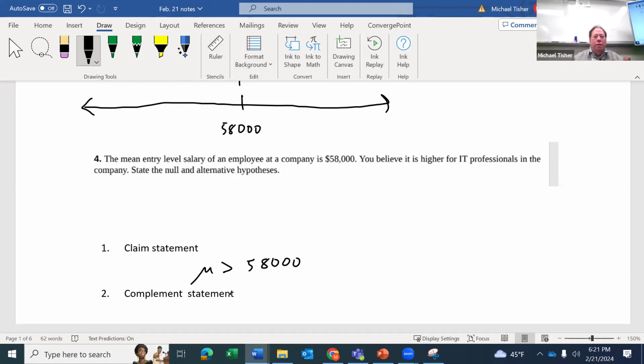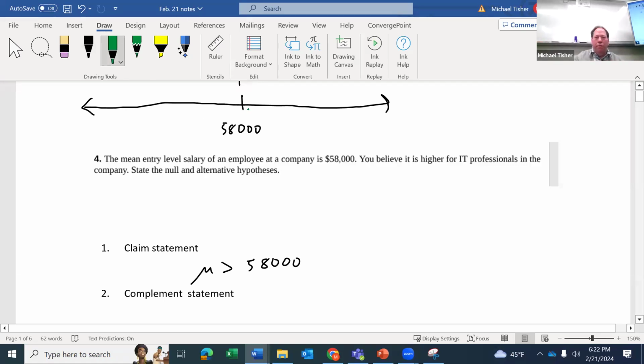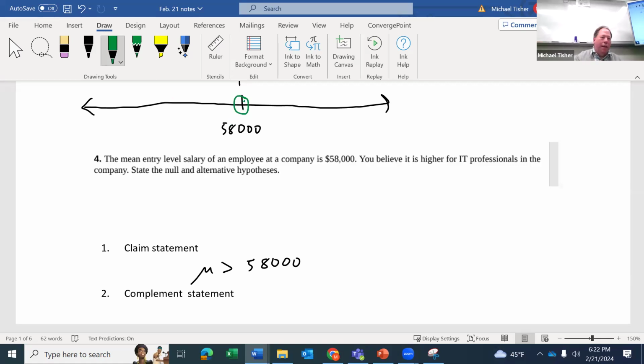If I want to shade greater than 58,000, which side of 58,000 am I on? The right side, yes. Now, is 58,000 greater than 58,000? It's not, is it? And so we don't want to include the 58,000 in our shading. We want to exclude it. To do that, we usually put a circle like that. So a circle at 58,000 means we do not include the 58,000. And we shade everything to the right of that. So all this yellow is the claim.